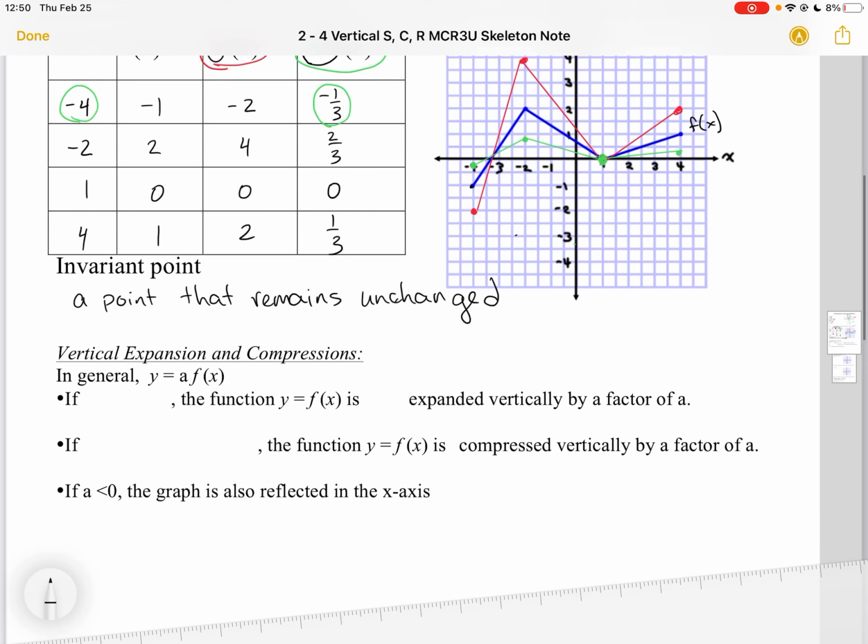Okay. So let's summarize what we have here. In general, y is equal to a times f of x. If that parameter a is greater than 1, the function is stretched vertically by a factor of a. If a is between 0 and 1, so a fraction, the function is going to be compressed vertically by a factor of a. If a is less than 0, the graph is also going to be reflected in the x-axis, as we saw in our first example with the parabola.